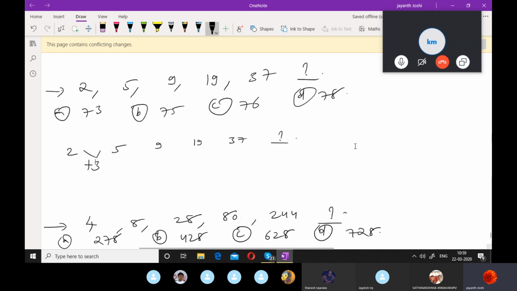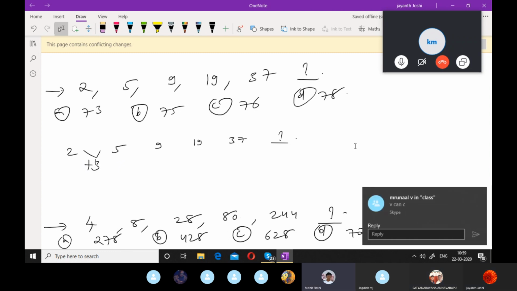Are you not able to see the screen? Hello? You are able to see the screen, everyone? Yes, sir. Yes, sir. Yeah, okay. Yeah, Ritika? We can see the screen. Okay. Maybe Shafka, your net is slow, maybe.